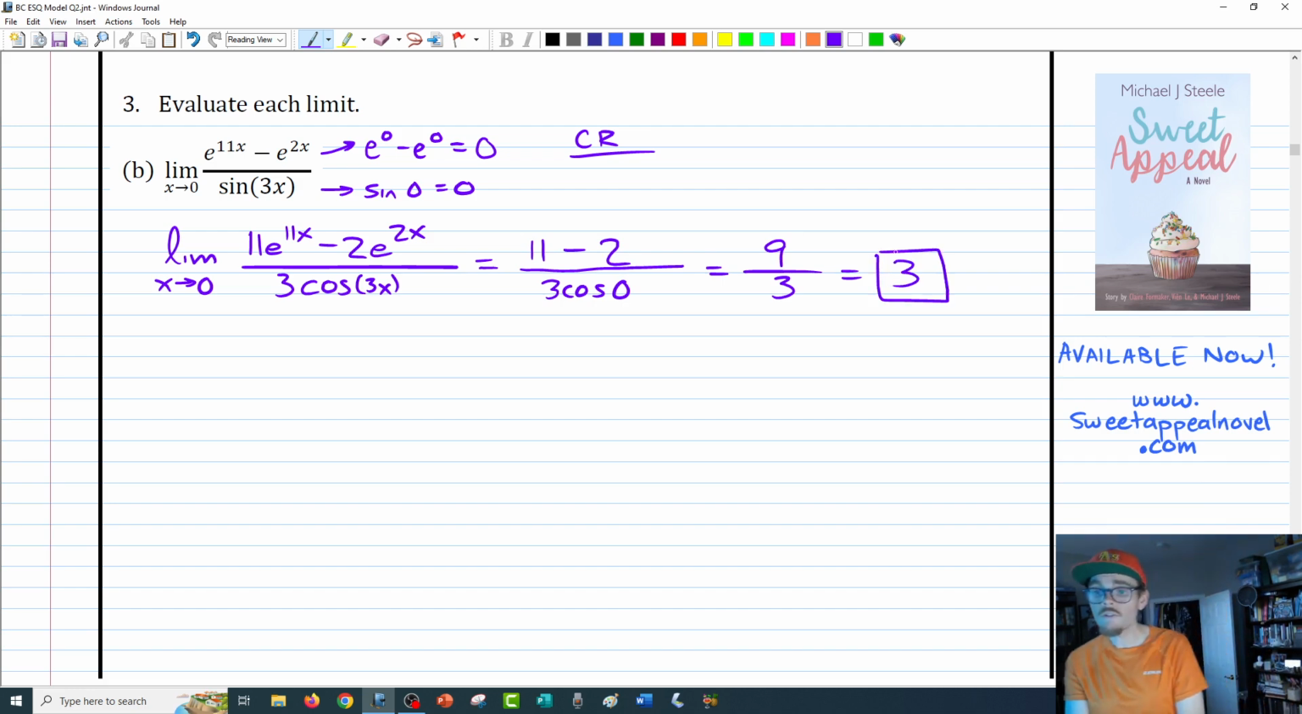So this one we had to use L'Hopital's rule. We did not have another option. I mean, I guess you could have graphed a bajillion points and guessed, but that's no calculator, so you'd have to do that by hand. So good luck fitting that into an ESQ.